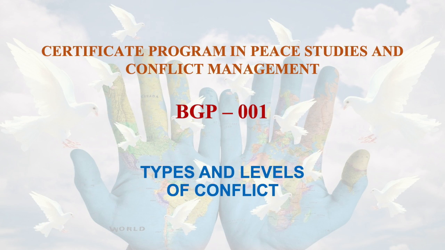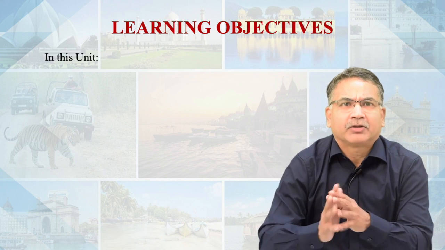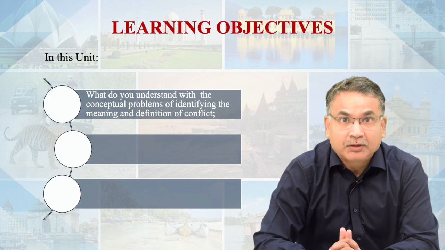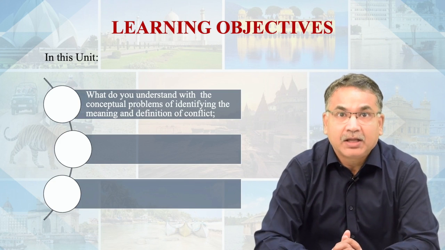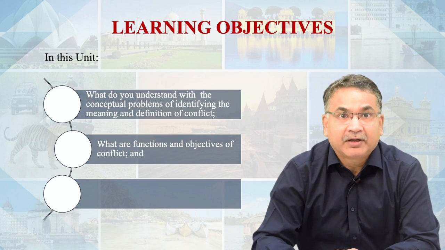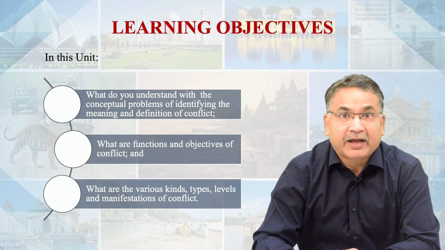Welcome students. Now we are going for unit 7 of block 2, that is going to detail about types and levels of conflict. So in this particular unit, what you are going to understand? You are going to understand the conceptual problems of identifying the meaning and definition of conflict. What are the functions and objectives of the conflict, and what are the various kinds of types and levels which manifest the conflict. So this particular unit is basically detailing around these three fundamentals.